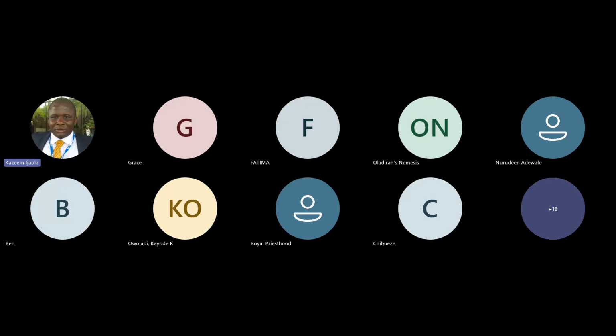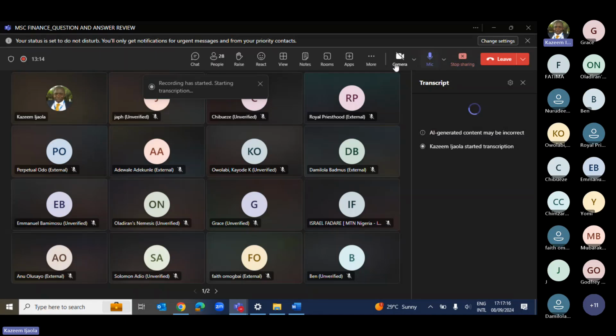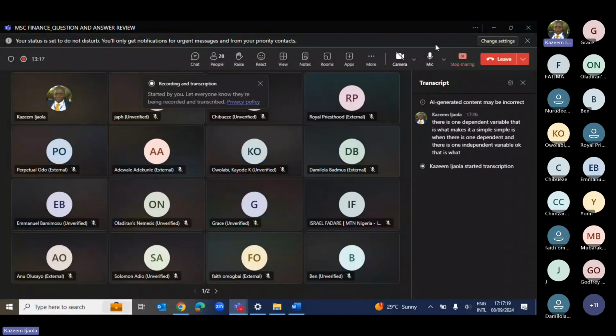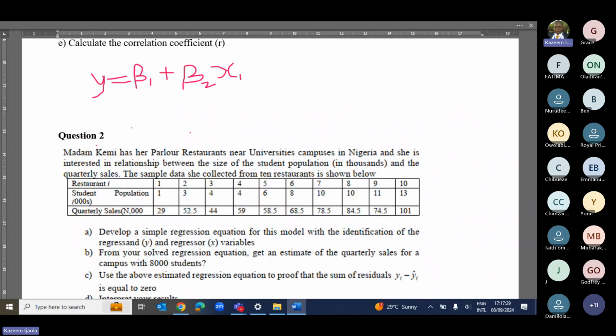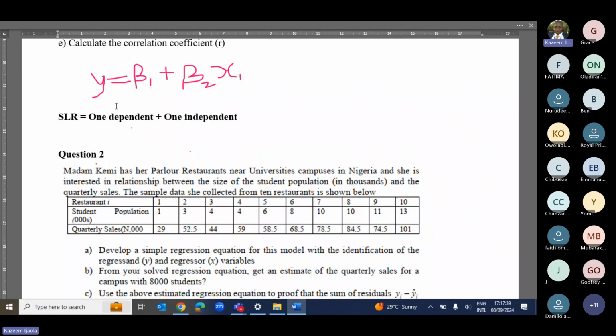and there is one independent variable. Okay, that is what simple linear regression is all about. But what about multiple linear regression? Under multiple linear regression, there is one dependent and multiple independent. So a simple linear regression is one dependent plus one independent. So then multiple linear regression is when there is one dependent plus multiple independent. So this is exactly what it means.